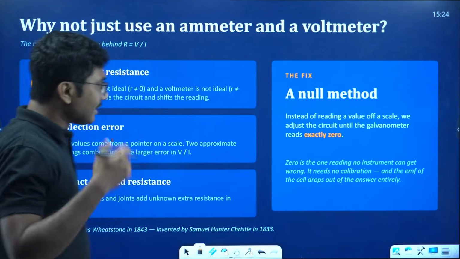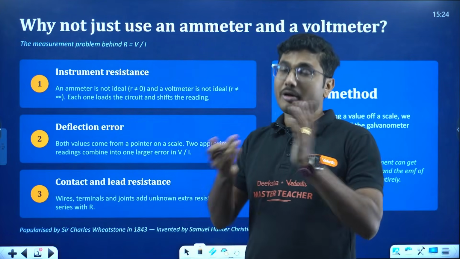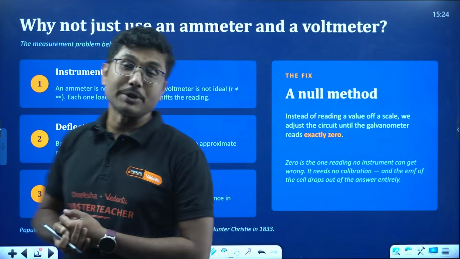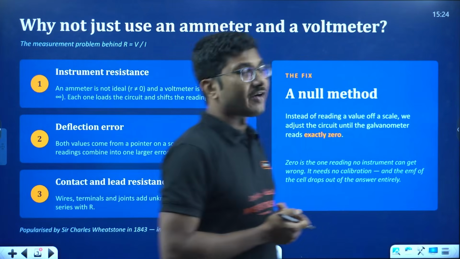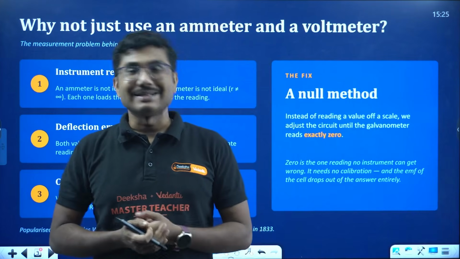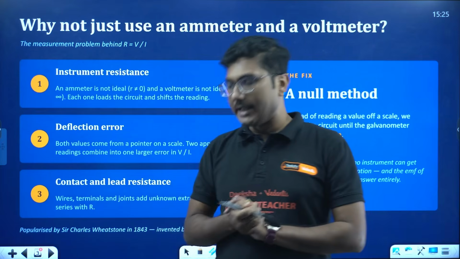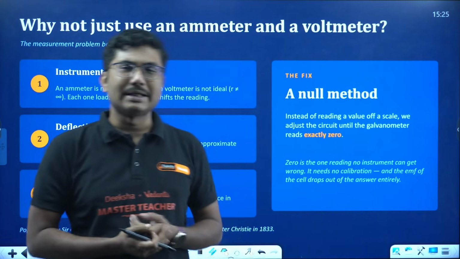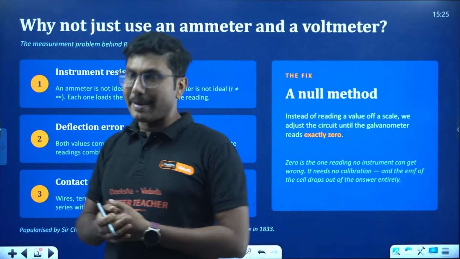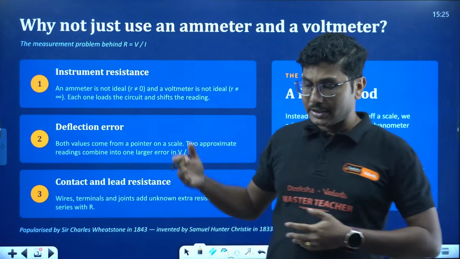So let us see what is the problem with our conventional method of V is equal to IR, or by measuring voltage and current. Okay, so instrument resistance. First of all, for theoretical purposes, we assume that all voltmeters have infinite resistance and all ammeters have zero resistance, but in practical cases they do not. They have certain resistances, and that actually hampers your reading. Now this Wheatstone Bridge is an experimental design which was used extensively till a few years back as well. Okay, now also it is being used inside laboratories, but not so much in commercial cases.